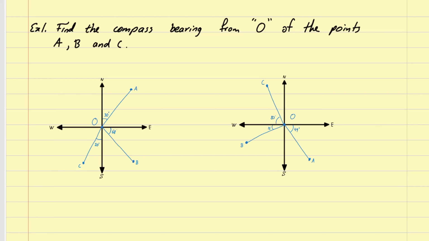So now on to example 1. Find the compass bearing from O of the points A, B, and C. Now I want you guys to pause the video, try these questions on your own, test yourself, and then play the video back and then check your answers.